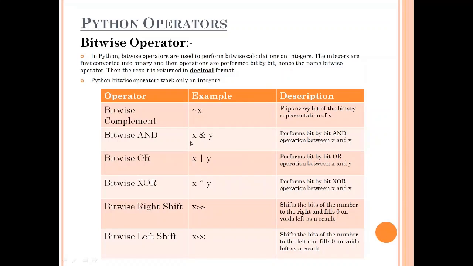Similarly, the bitwise AND operator performs a bit by bit AND operation between the two operands x and y. The two operands are first converted to their respective binary form and then a bit by bit AND operation is performed between each bit of those two binary numbers, and the result which is obtained in binary is returned in the decimal format. Similarly, the bitwise OR operator performs a bit by bit OR operation. Bitwise XOR performs a bit by bit XOR operation. The bitwise right shift operator shifts the bits of the number to the right and fills 0 on the voids left as a result.